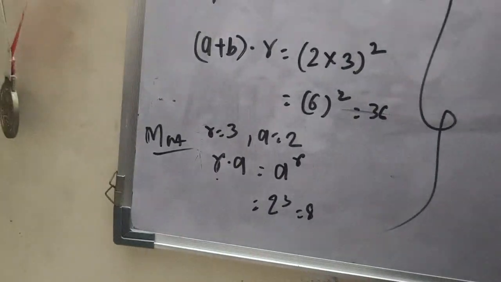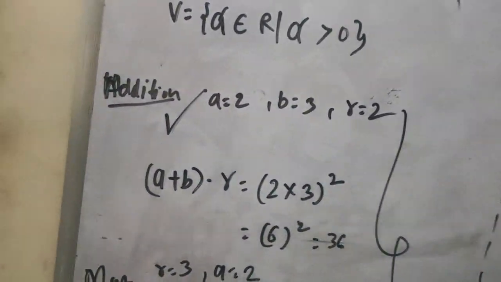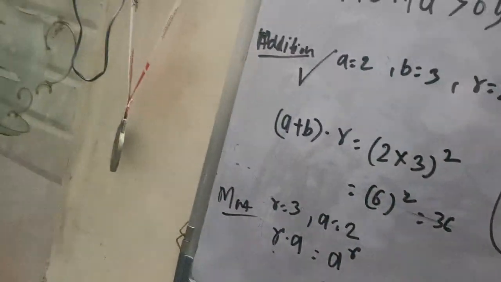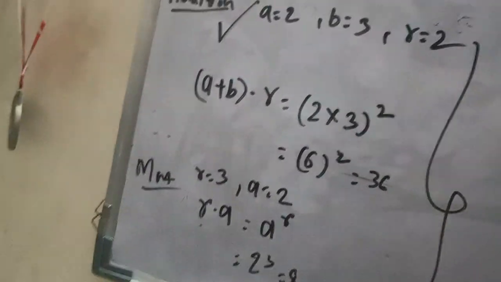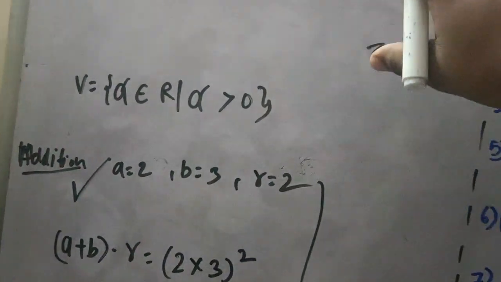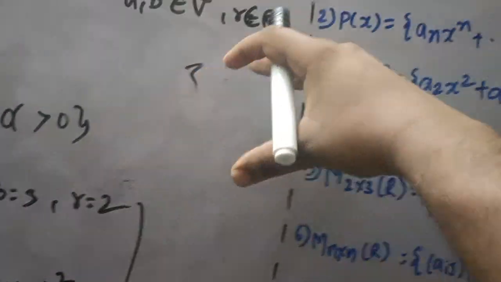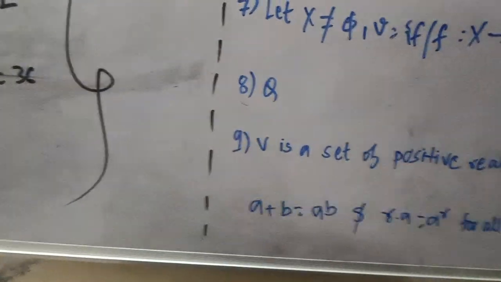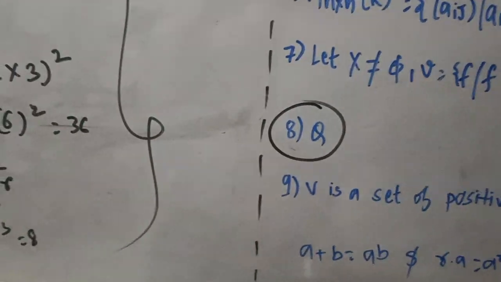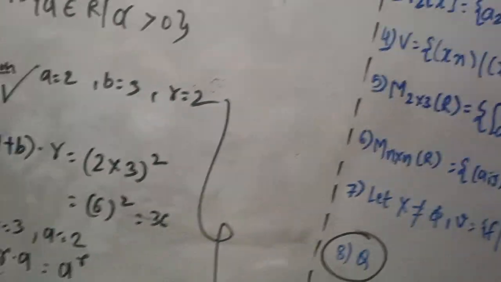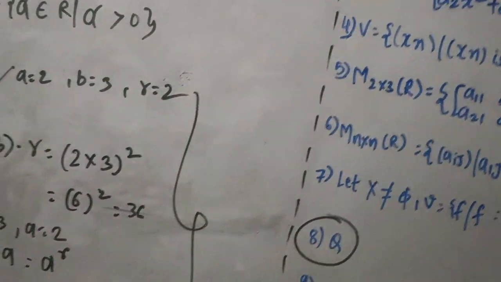Can we say 0 exists there? Yes, 0 exists there. Can we say the identity property is satisfied? Yes, the identity property is satisfied. So in conclusion, this is indeed a vector space. Out of all the questions that we have solved, only the rational numbers were not a vector space; except for that, all of the questions satisfied the vector space property.